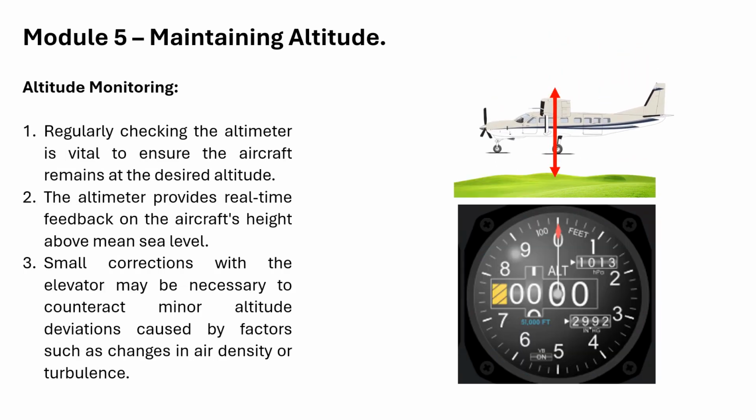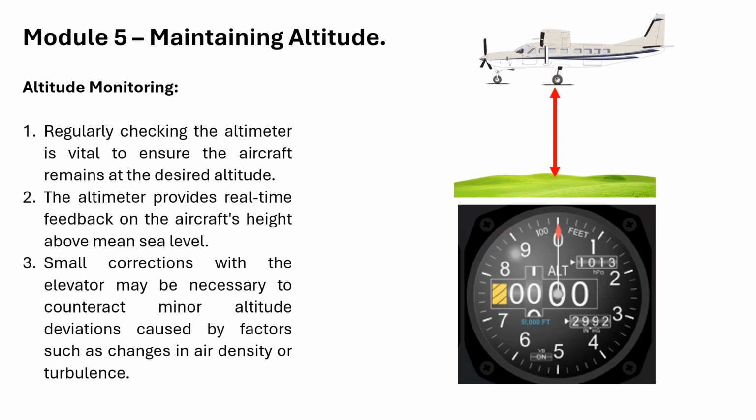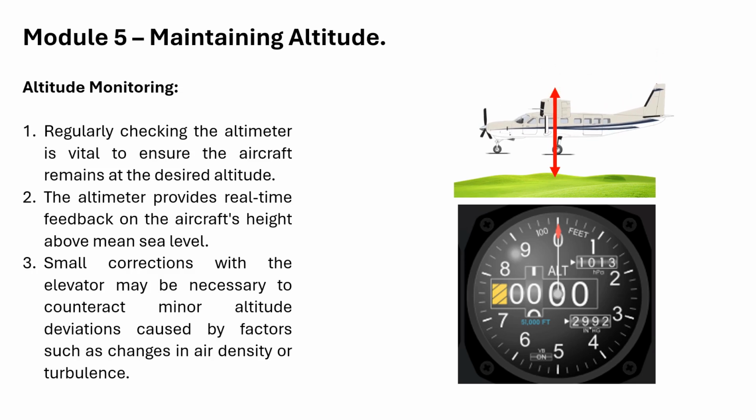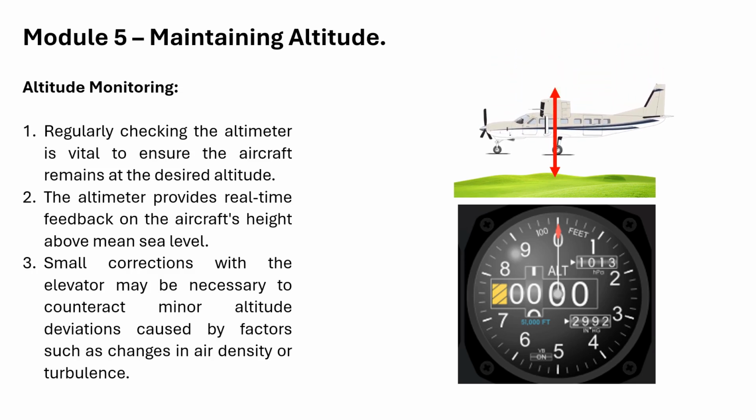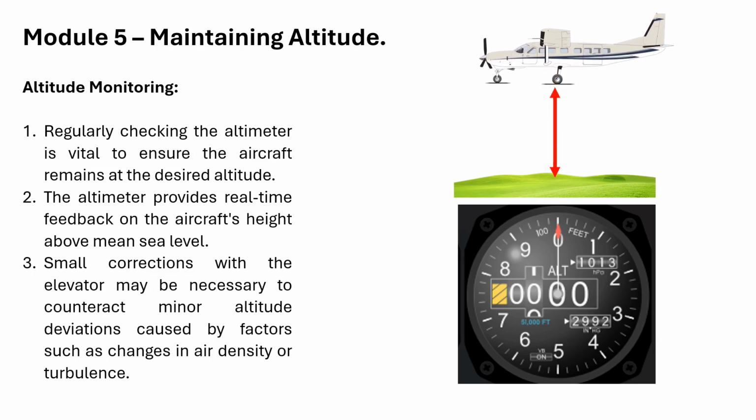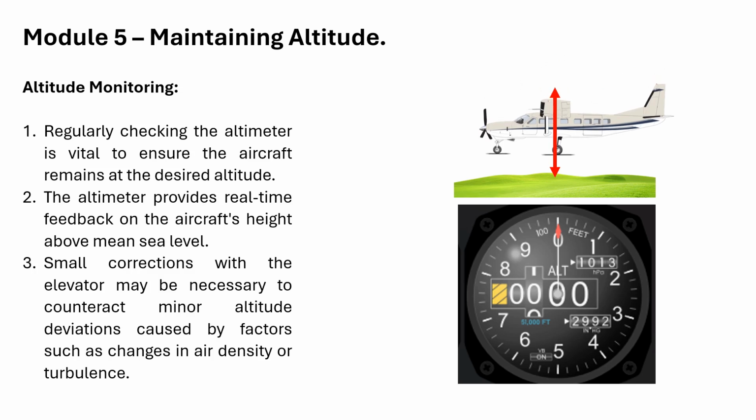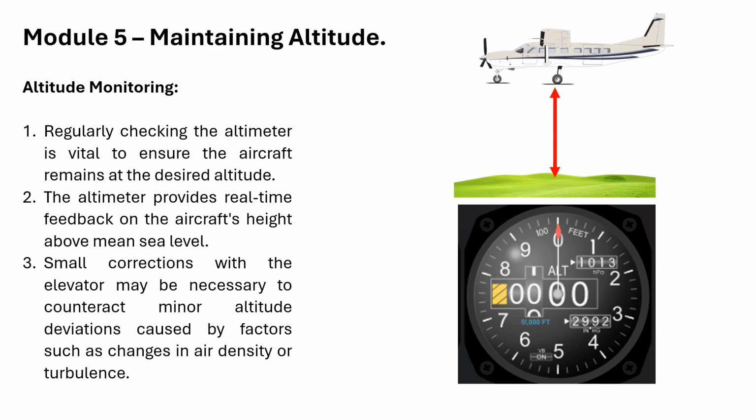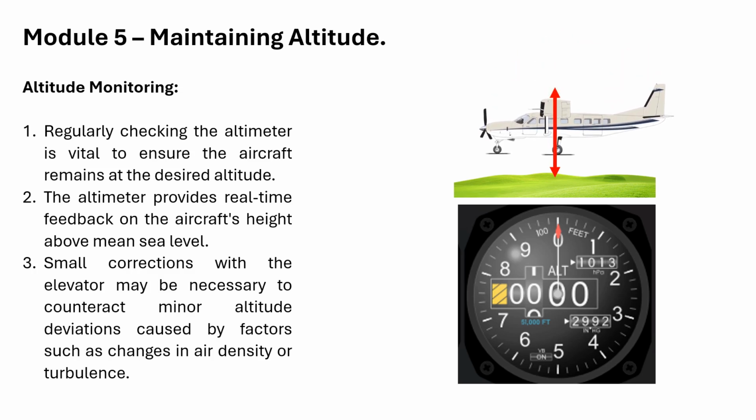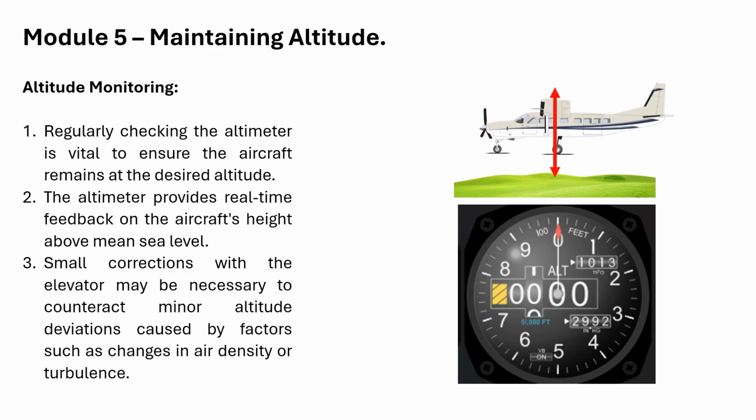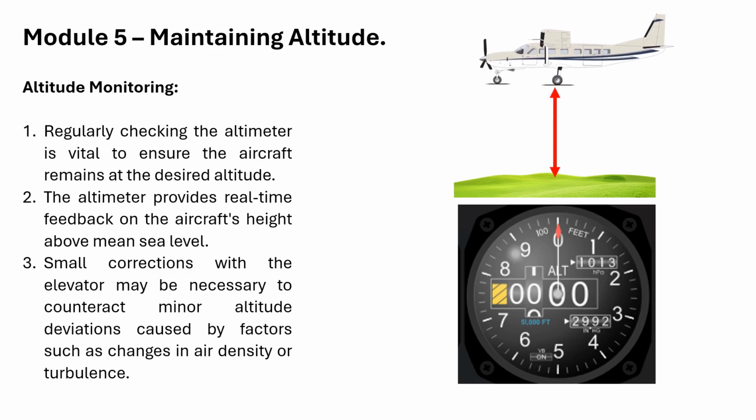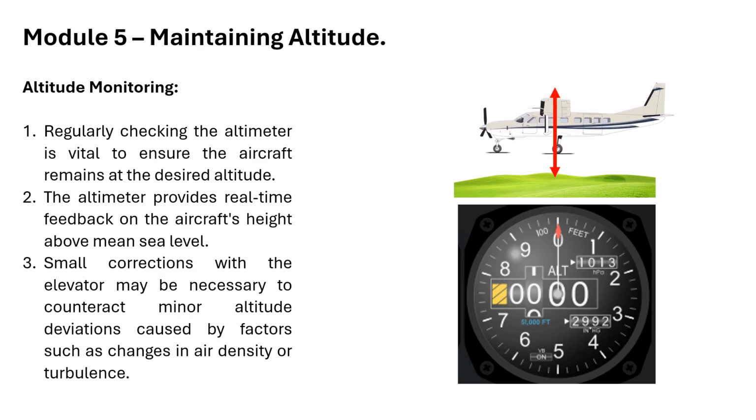Altitude monitoring. 1. Regularly checking the altimeter is vital to ensure the aircraft remains at the desired altitude. 2. The altimeter provides real-time feedback on the aircraft's height above mean sea level. 3. Small corrections with the elevator may be necessary to counteract minor altitude deviations caused by factors such as changes in air density or turbulence.